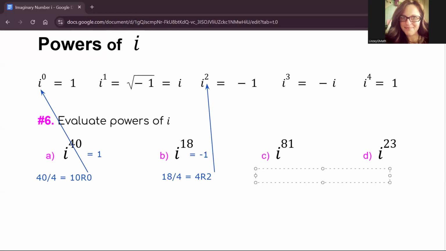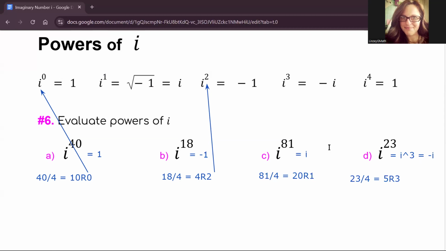i to the 81st power. 81 divided by 4 is 20 remainder 1. Since we got remainder 1, it will be equal to i. 23 divided by 4, we get 5 remainder 3. So i to the 23rd power is equal to i to the third power, which is equal to negative i.